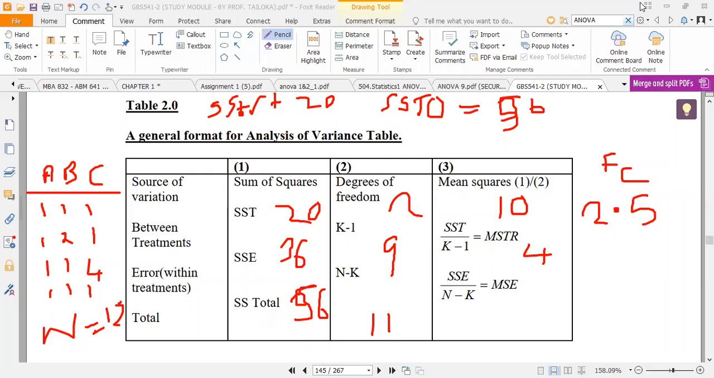Now, it all starts from balancing. If you're able to know how to balance, it becomes easy for you to understand how to calculate it, because once you're able to know how to balance, the rest becomes easy.